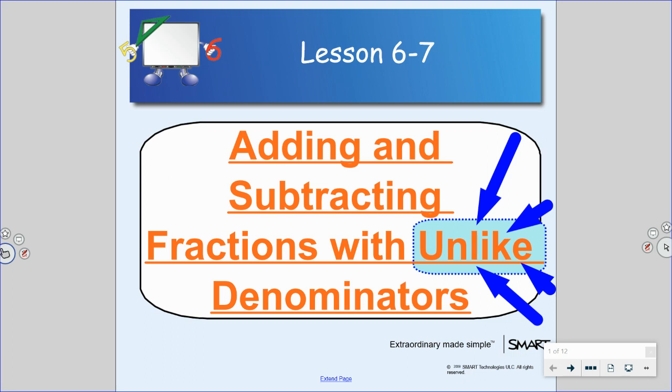Fractions do not have like denominators. It's Mr. Callan here to help you with Chapter 6, Lesson 7, adding and subtracting fractions with unlike denominators.